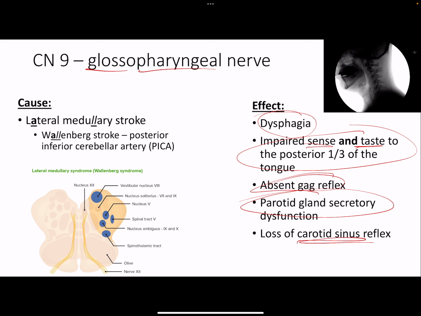Also, it's going to regulate the baroreceptors and chemoreceptors of the carotid sinus, so this could affect your heart rate and your blood pressure and whatnot. If you have a lateral medullary stroke, which is actually quite common, the PICA, this is a Wallenberg stroke.